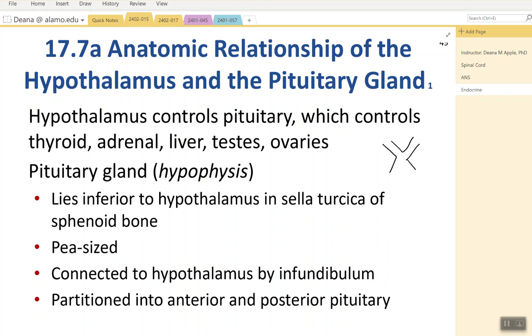It is a pea-sized gland. The hypothalamus is not a gland, it's a brain region that connects to the pituitary gland through the infundibulum, which is a tract. What is a tract? Bundle of axons, yeah. And we can divide it into the anterior and posterior pituitary glands.